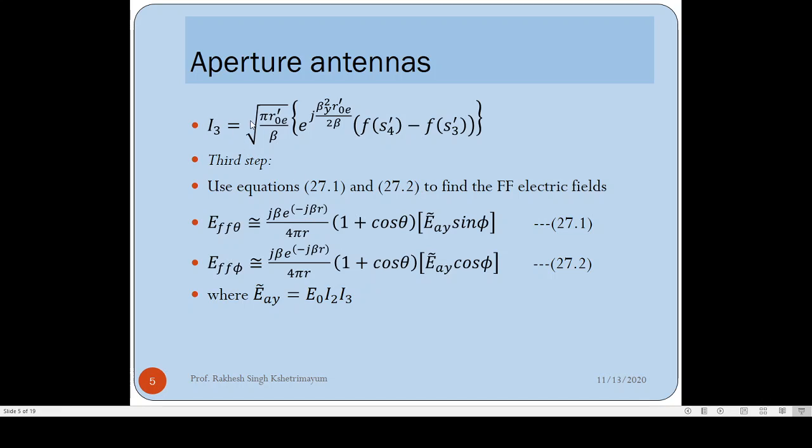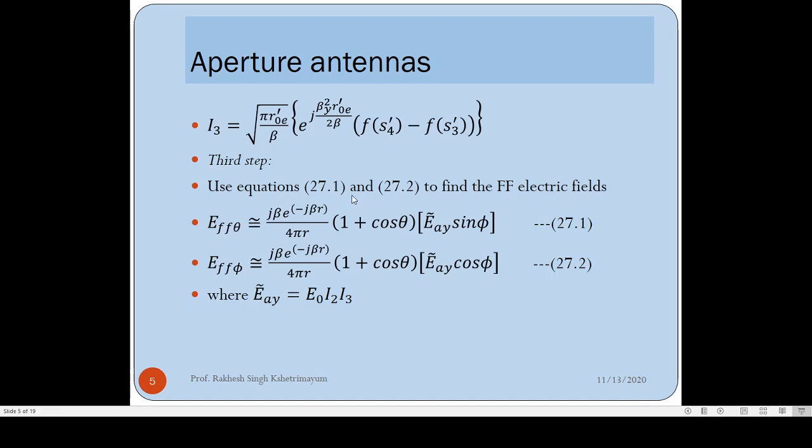I3 can also be expressed as square root of pi r0 e dash divided by beta, exponential j beta y square r0 e dash divided by 2 beta, fs4 dash minus fs3 dash. We have already defined what s4 dash, s3 dash, beta y are. Then you can find I2 and I3, and similarly you can find the 2D Fourier transform of the aperture field. Once you have the 2D Fourier transform of the aperture field, we'll go to the third step.